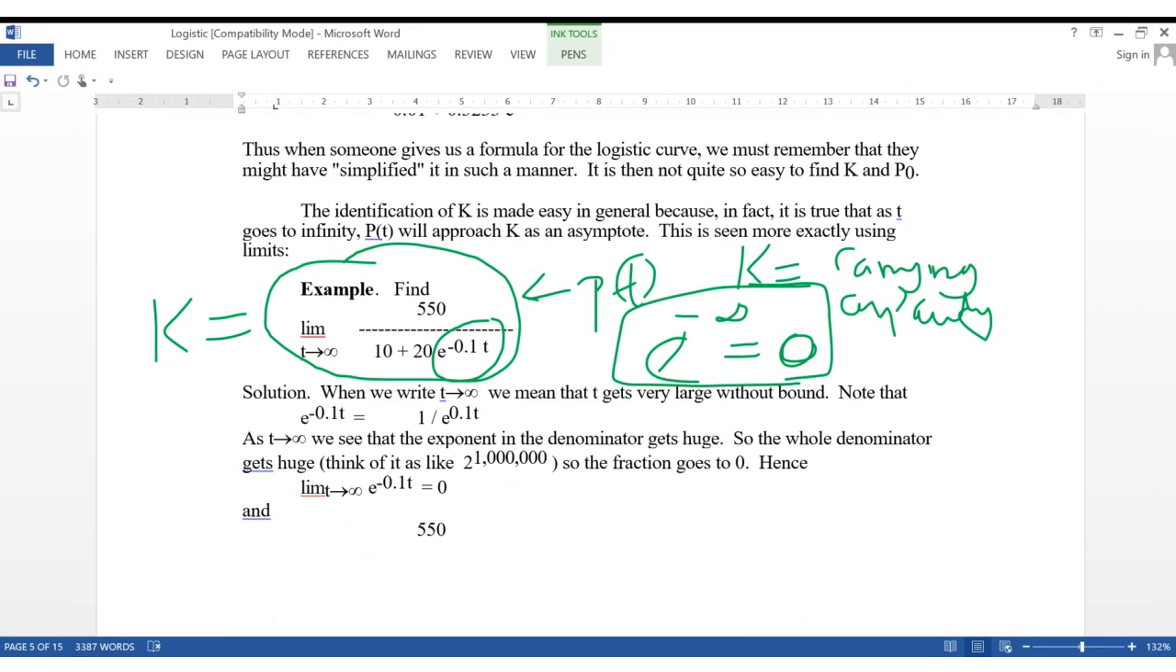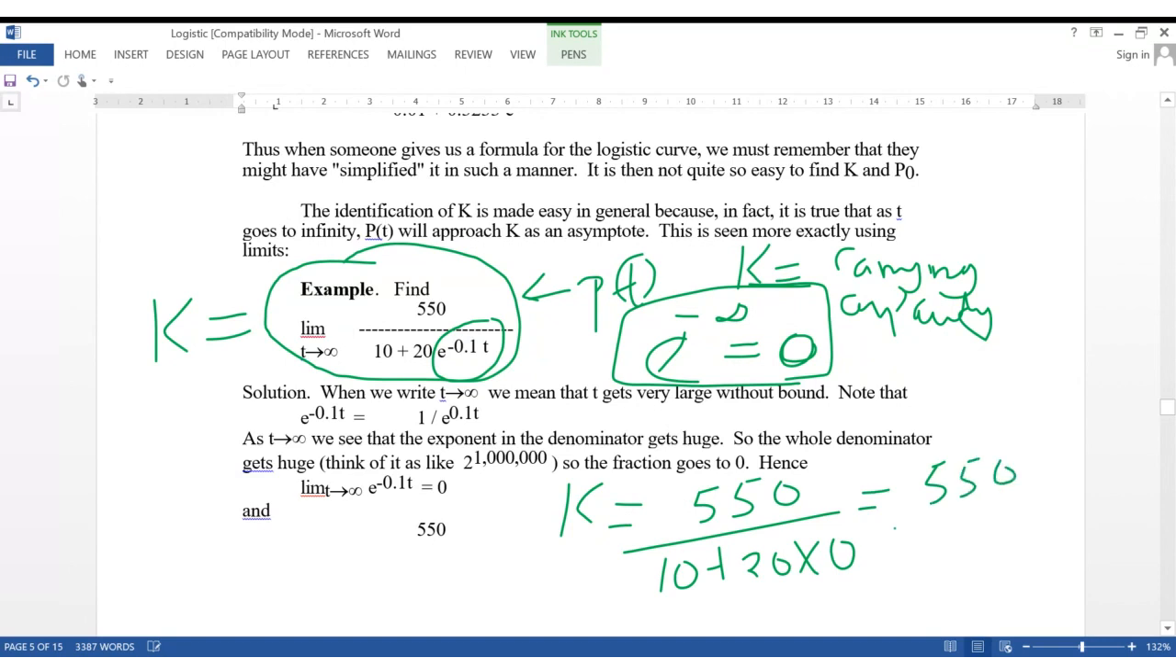Because sometimes you will be given PT, and then you're told to calculate the growth constant. We shall do an example. Sorry, the carrying capacity, the growth constant and P naught. For you to calculate K, the carrying capacity, the exponential function is the one that we shall take to infinity. Because we have a negative here, the exponential function is the only one that will go to zero. When you replace zero here, K will be given by 550 all over 10 plus 20 times 0. Only the exponential function. When we do this, we get 550 all over 10, because when you multiply a number by 0, you still get 0. So the answer here will be 55.